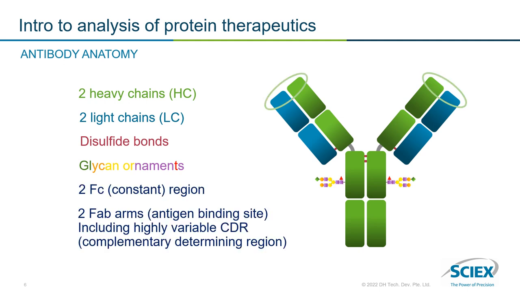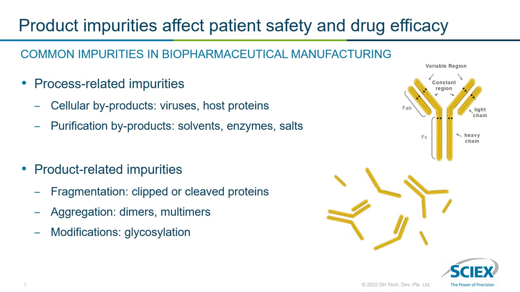The Fc region binds to cell receptors and facilitates recognition in the body, while the Fab region includes the antigen binding site highlighted here. By this point, we've covered a fair bit about the actual protein itself, but we haven't discussed the process of making the protein, and it's important that we do because the byproducts or impurities of this process can affect patient safety and drug efficacy. So some impurities introduced by the process itself include host cell proteins or viruses, and then the purification of the protein can also lead to excess salts, enzymes, solvents. And consequently, the product itself can also introduce impurities like the fragments that you see here, or aggregates, and even the glycosylations that I mentioned previously.